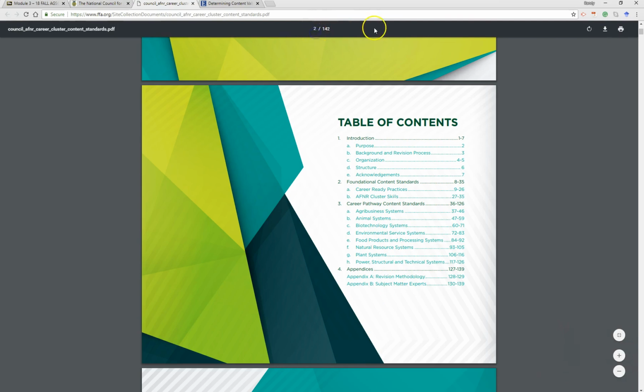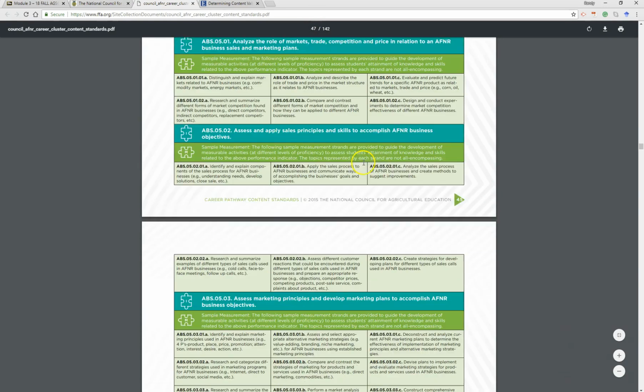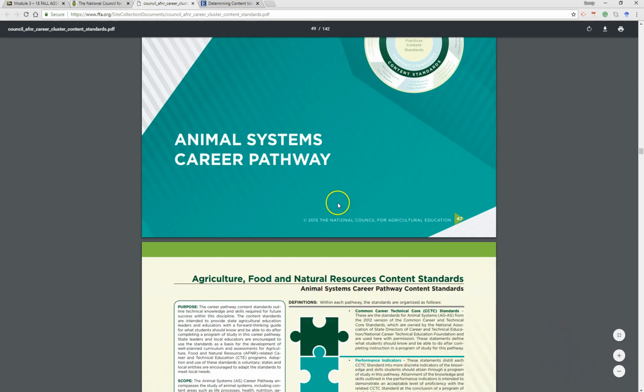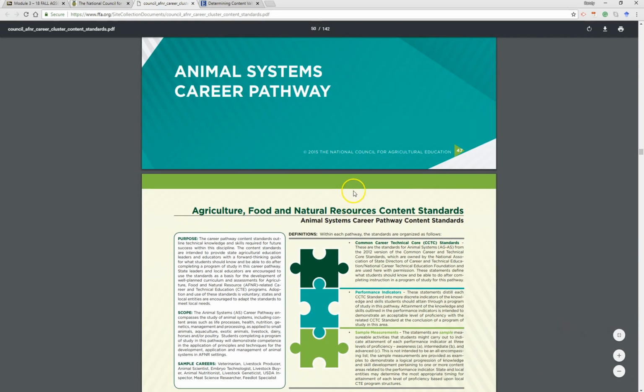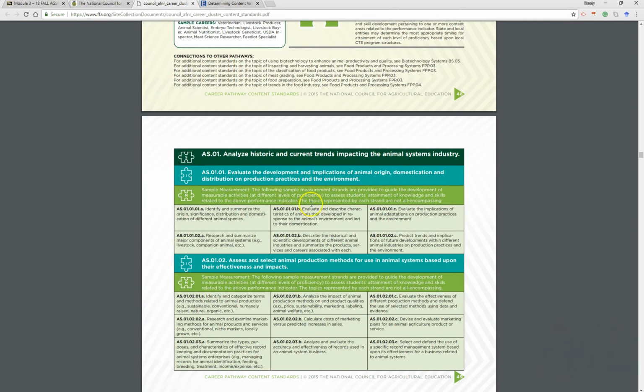We're looking at page 47. Let's go to 47. My computer is freezing on us here this morning. Here's our animal systems career pathway. A very popular pathway, especially with SAE projects. But what I really want to draw your attention to is we have these different areas.